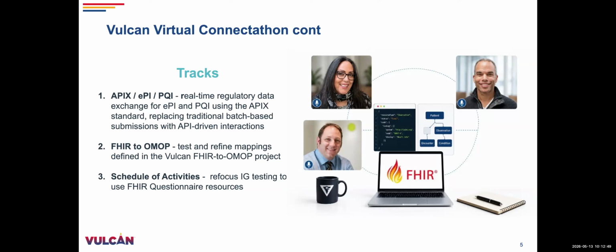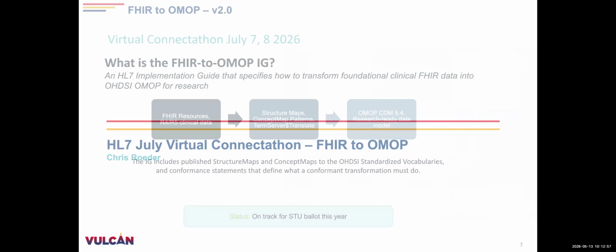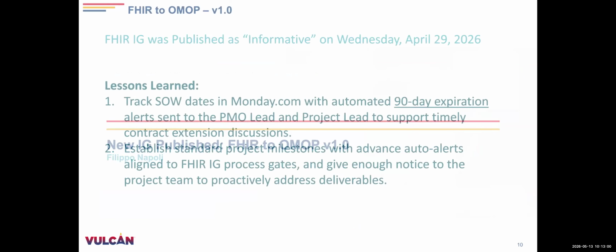I don't see Chris on, unless Chris, there's a different name or phone number associated with your call. If Chris is not on, I would suggest we switch over to the HL7 May Connectathon, Hugh and Nursey, if you want to provide an update.